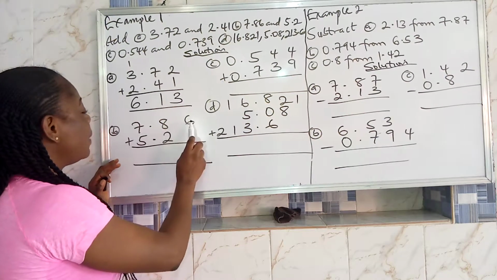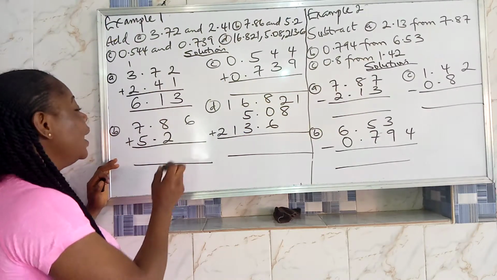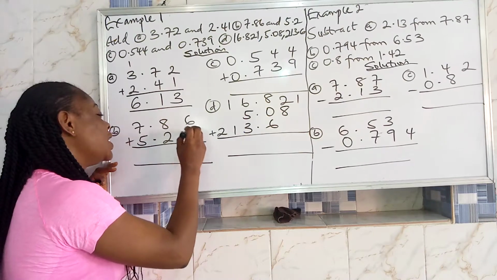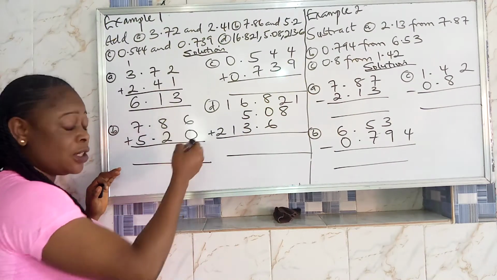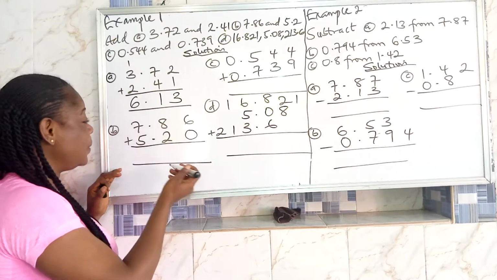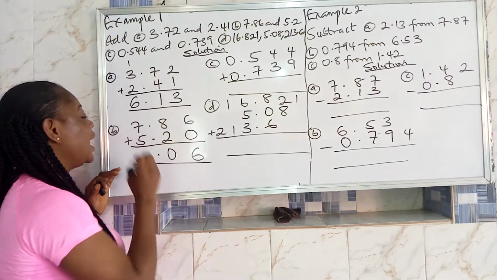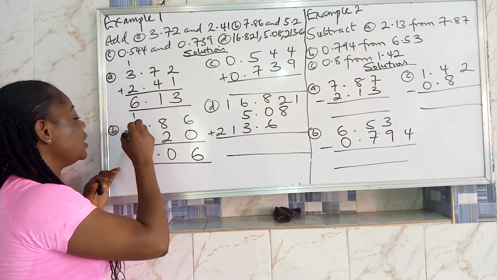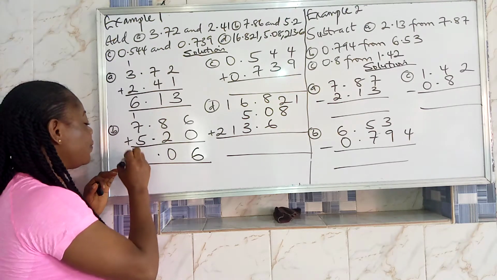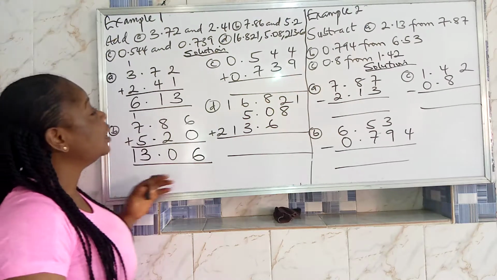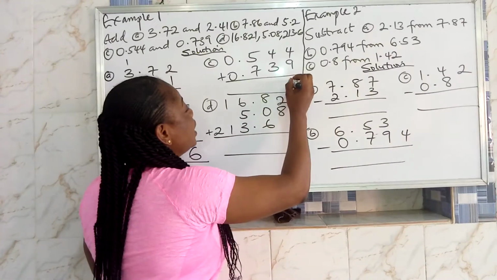This one is 2 decimal places, but this one is 1 decimal place. So I'm going to use 0. I'll put 0 here, so that this one too will be 2 decimal places. Now let me add, I will have 6. This will give me 10. I have remainder 1, bring it here. This is 8. 8 plus 5 will give me 13. The third one, this plus this will give me 13.